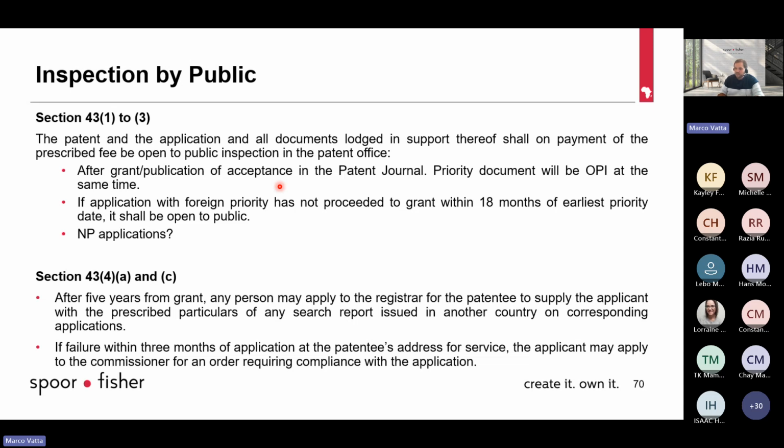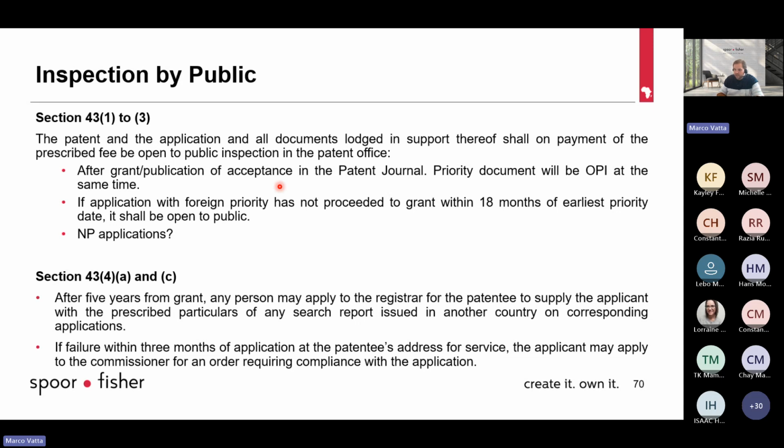So the next slide then deals with inspection by the public. And this is, when does an application become open to public inspection? When does it become a public document? When is the disclosure in the specification part of the public domain? And this is dealt with in section 43, subsection 1 to section 43, subsection 3.